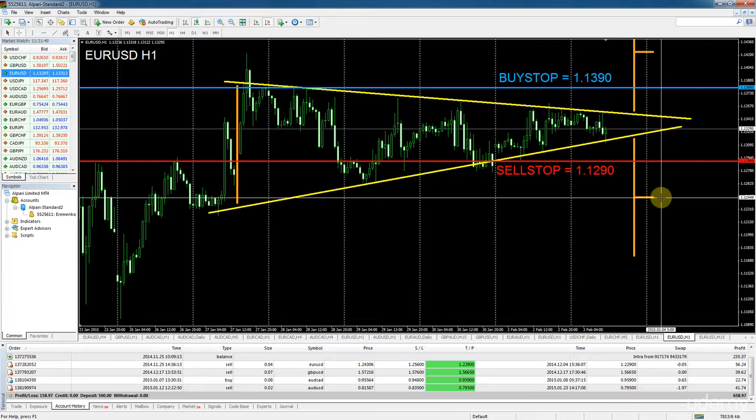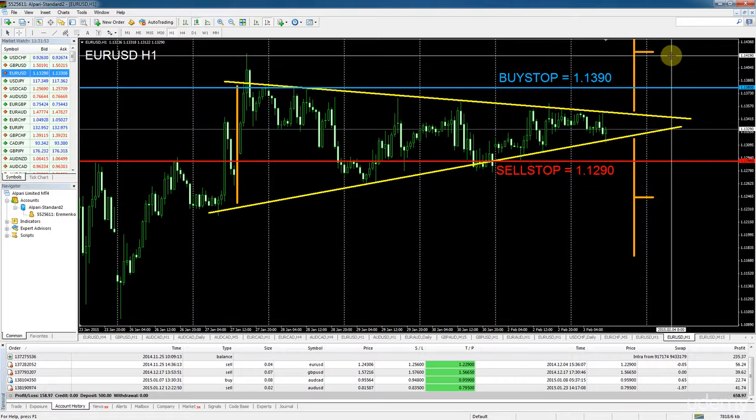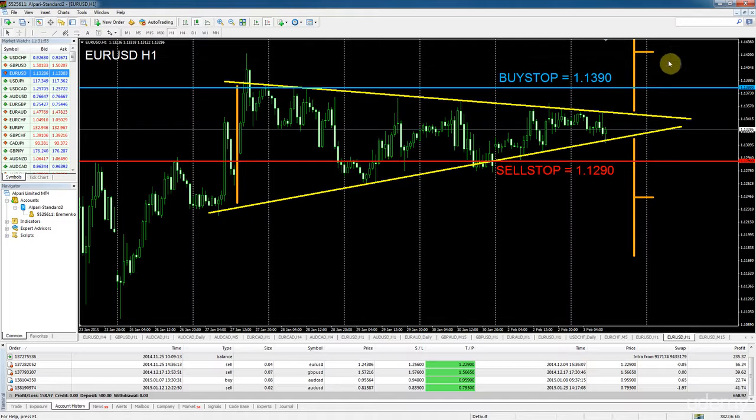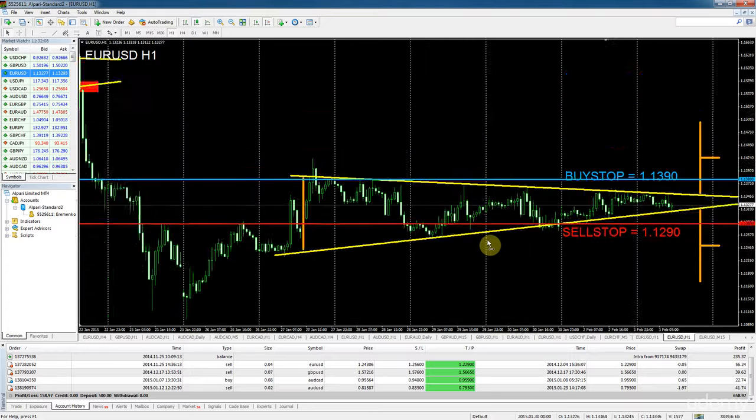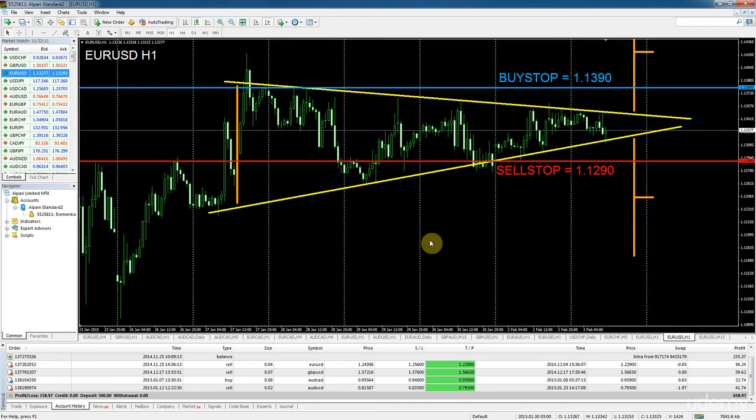So we'll set our take profit a bit higher than this orange line for the sell stop, and for the buy stop we'll set the take profit a bit lower than the orange line. The stop losses: for the sell stop we'll set the stop loss at the level of the buy stop order, and for the buy stop we'll set the stop loss at the level of the sell stop order. So that's all taken into consideration. The last thing we have to take into account is our risks.